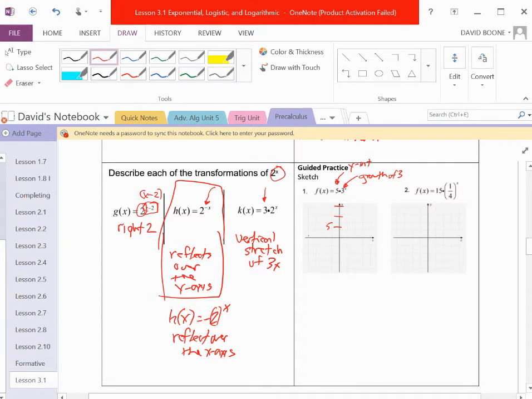So this graph is going to be, since it's growth, it goes through that y-intercept at 5. Okay. This one right here, this is going to go 5, 10, 15. This is decay. So this is a decay of 1/4. And again, that's our y-intercept right there. So this is going to come through at 15 and then level off.